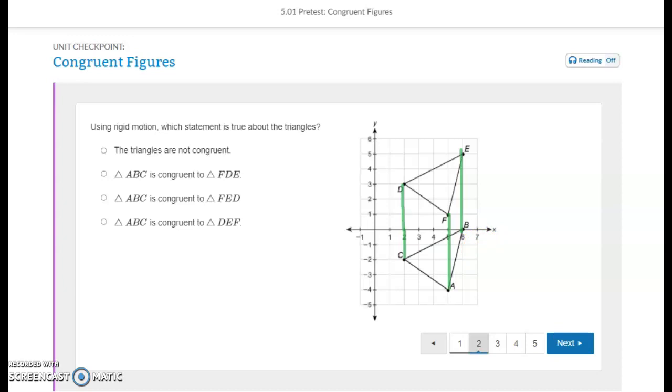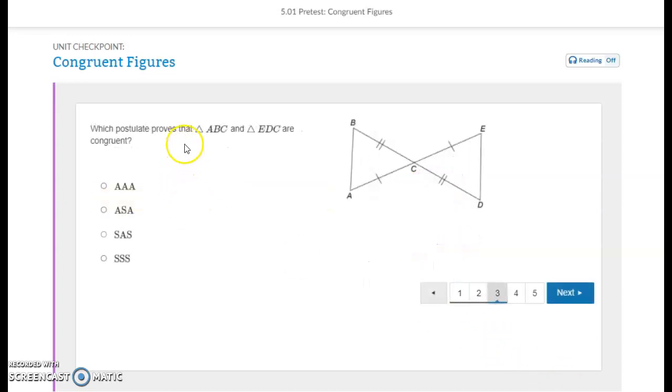Now let's see which congruent statement is true. They have it in the order ABC, so I'll look at this one here. Let me erase those green marks. We have A to B to C, so I need to go from F to E to D. That order does matter. And so it's going to be option C for us.